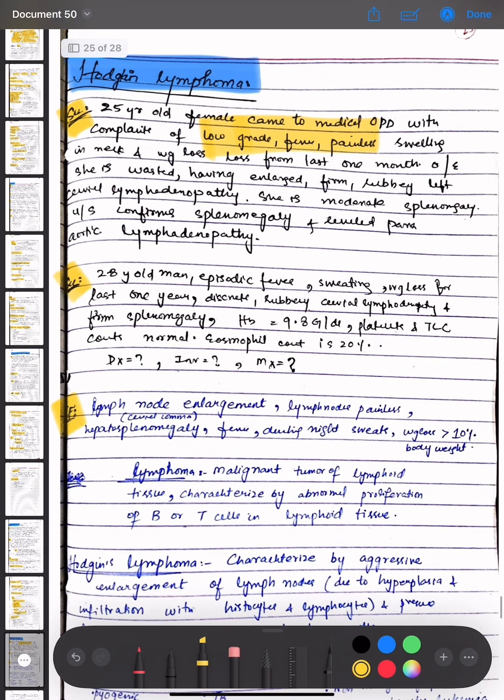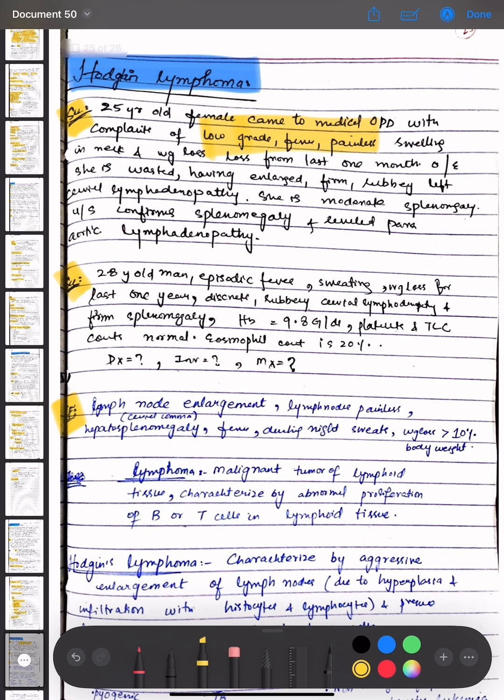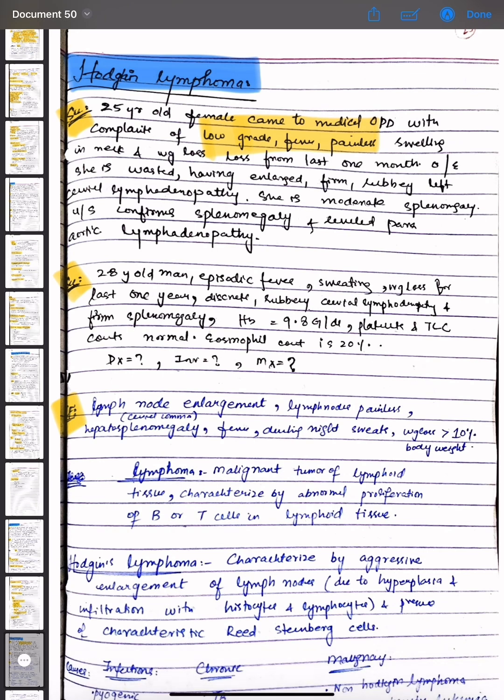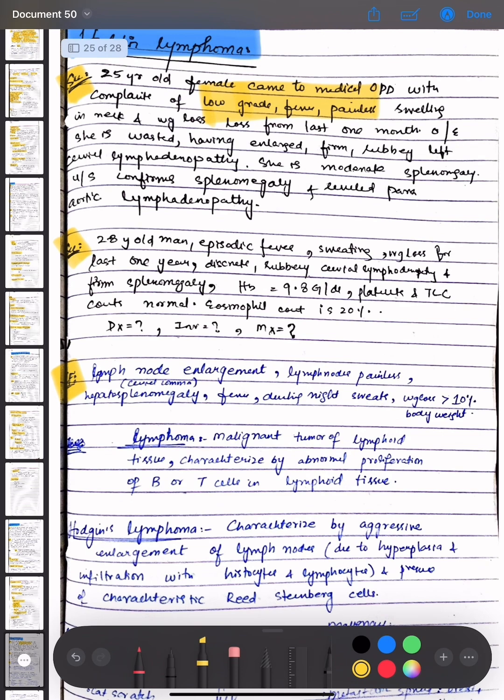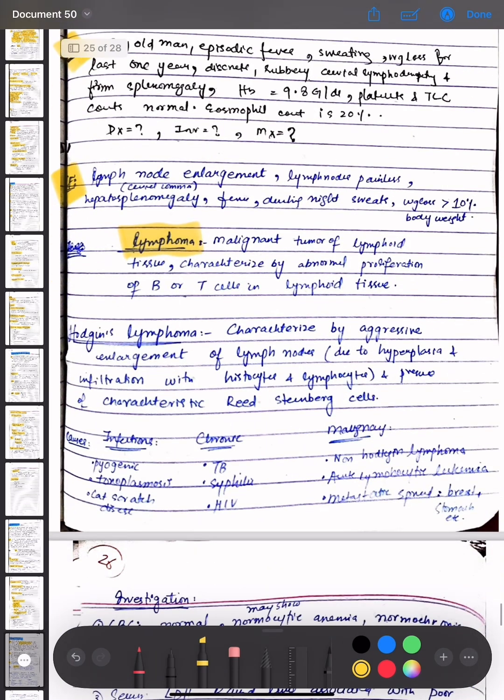The clinical features of Hodgkin lymphoma are lymph node enlargement, painless lymph nodes, hepatosplenomegaly, fever and evening night sweats, and weight loss greater than 10% of the body weight. Lymphoma is a malignant tumor of lymphoid tissues characterized by abnormal proliferation of the B or T cells in the lymphoid tissue. Hodgkin lymphoma is characterized by painless enlargement of the lymph nodes due to hyperplasia and infiltration with histiocytes and lymphocytes, and the presence of characteristic Reed-Sternberg cells.